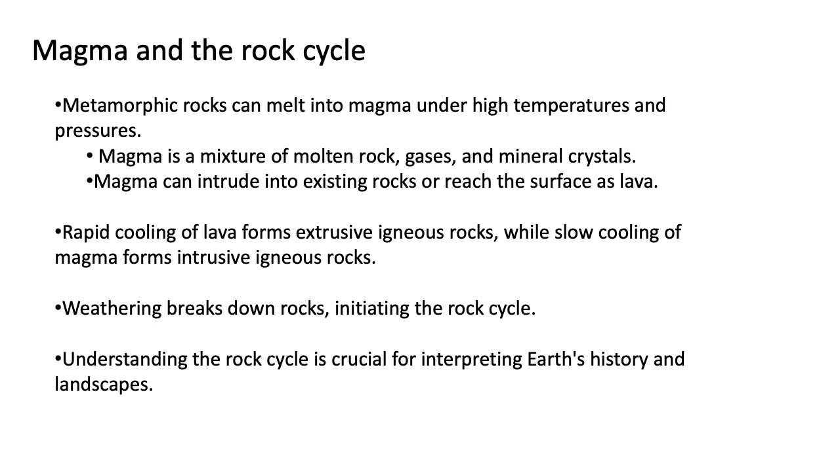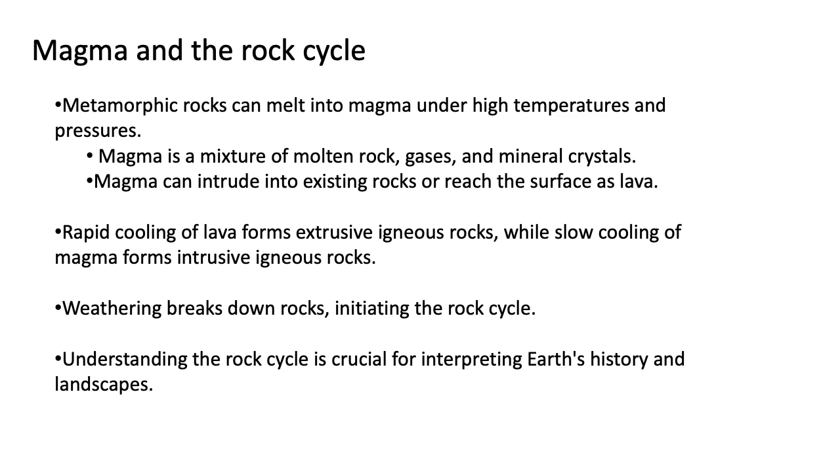When magma reaches the surface, either through volcanic eruptions or by intruding into shallow crustal levels, it is called lava. Lava cools and solidifies rapidly, forming extrusive or volcanic igneous rocks. Examples of extrusive rocks include basalt, andesite, and rhyolite.